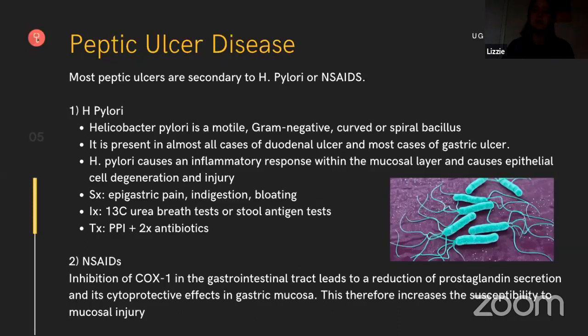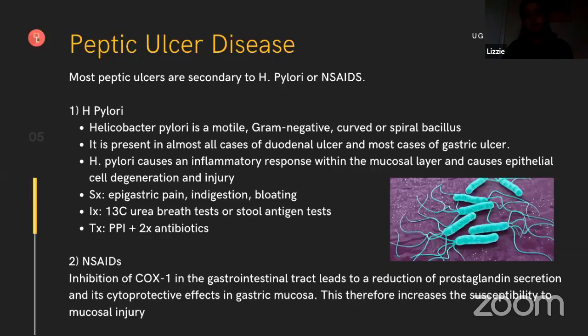Remember, they have to be off the PPI if they're going to have the stool antigen test done, otherwise you'll get false negatives. Equally, you can do biopsies within the OGD setting if there's a suspicion, and that can test for H. pylori as well. And treatment's really easy. It's a course of PPI and 2 antibiotics, and generally that has good effect in eradicating the bacteria.